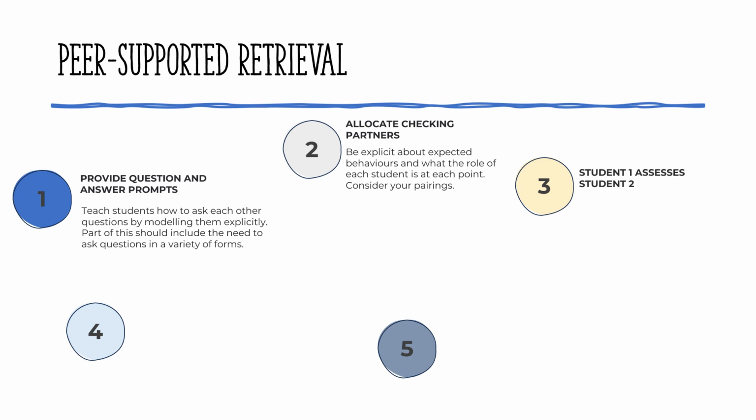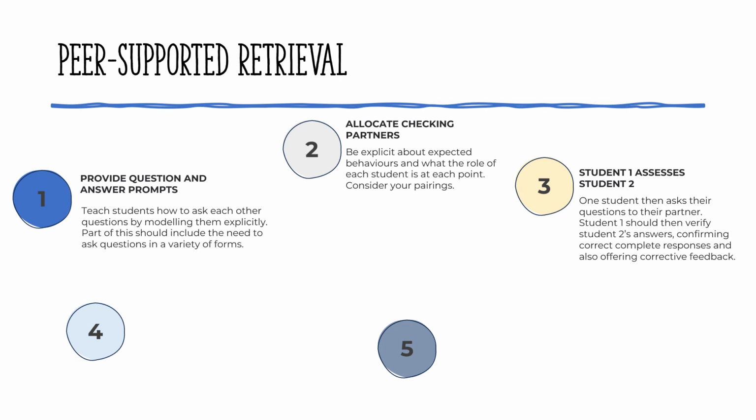Suffice to say then, student 1 will assess student 2. So one student will then ask their questions to their partner, and as we said then, these questions will be in a variety of forms. It could be a variety of tasks for the other student to perform, such as labelling a diagram or responding to that set list of questions that may have been prepared in advance. Student 1 will then need to verify student 2's answers and then confirming correct, complete responses, and also hopefully being in a position where they can offer some corrective feedback.